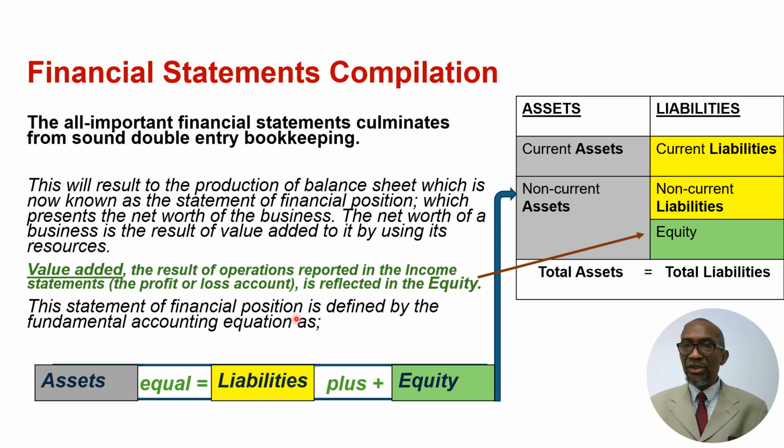The statement of financial position is defined by the fundamental accounting equation as asset equals liability plus equity. Asset equals liability plus equity. Color coded again, assets in the balance sheet are this gray one here. Liabilities are the yellow one here, current liability and non-current liability, and equity is the green one here. Left side and right side must balance. So total assets must equal total liability plus equity.